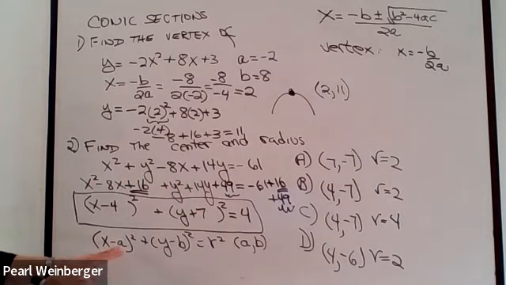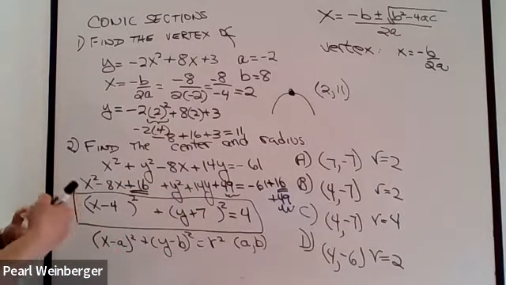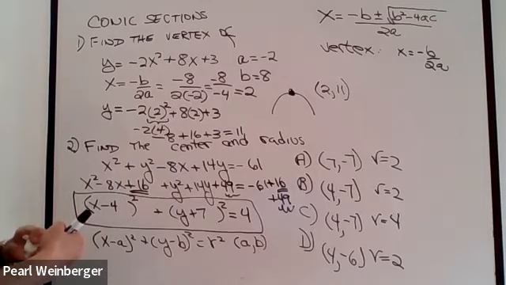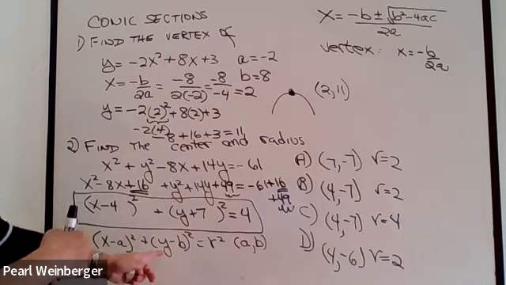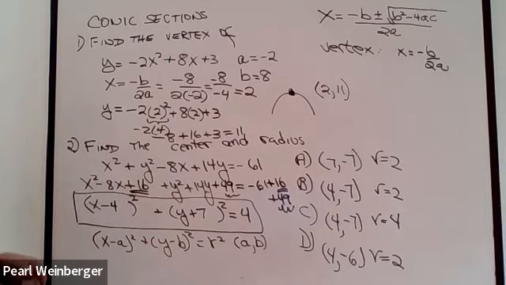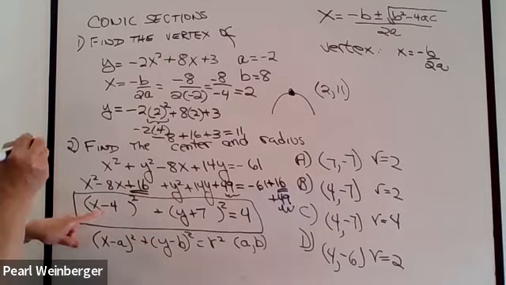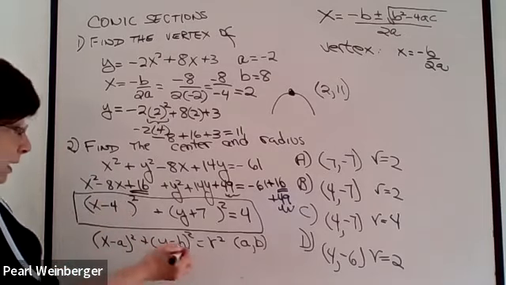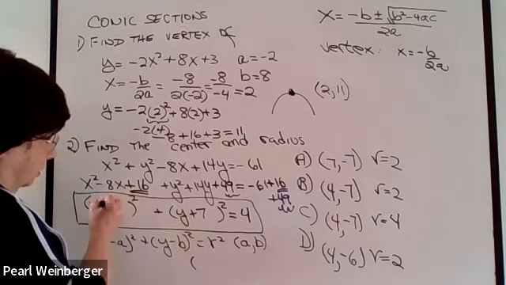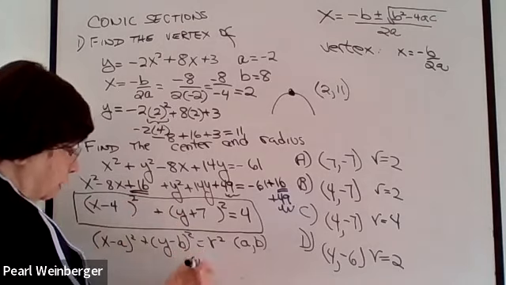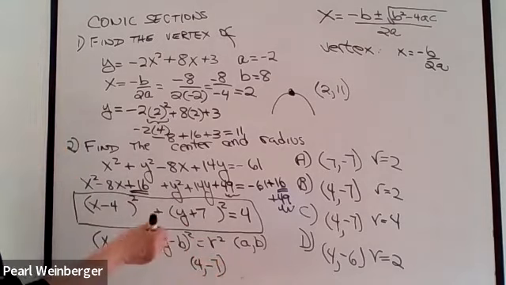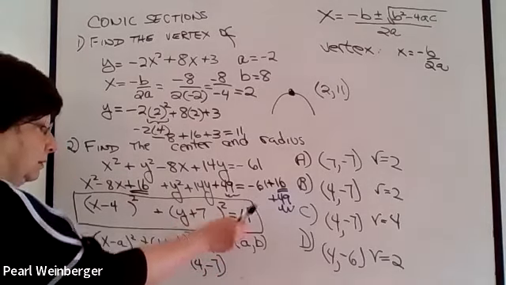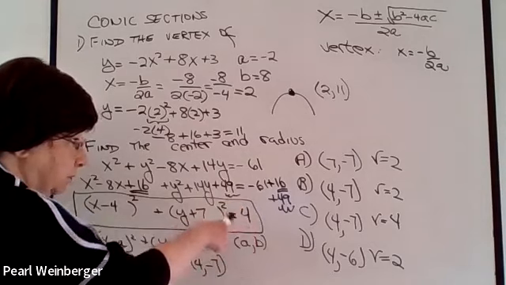The number inside with the x will give you the x of the center. The b, the one that's next to the y, will give you the y of the center. But if you notice, it's always the opposite sign. So therefore, in our case, the a is going to be positive 4, but the b is going to be negative 7. The radius is always the square root of this number on the other side.